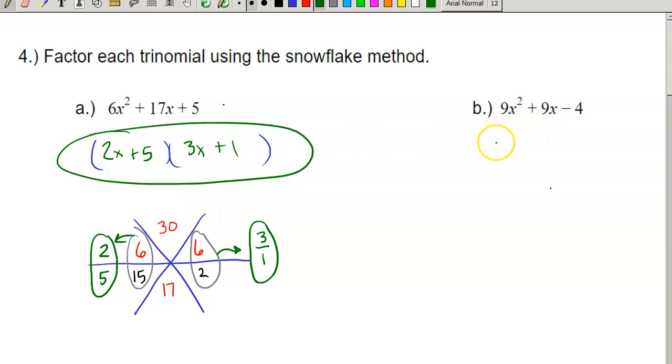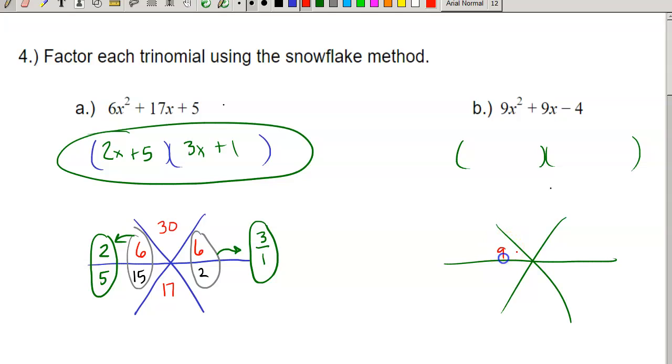And then same thing with b. So we're going to do 2 parentheses. We're going to have a snowflake method. So the a value is going to be 9 in this case. A times c is negative 36. The b value is 9. And so now we think about what multiplies up to negative 36 but adds to 9. And that is going to be 12 and 3 multiply up to 36. So I'm going to have 12 and 3. One of those has to be negative. So I'm going to make that 3 negative, because 12 plus negative 3 is 9. And so that's the correct numbers there.